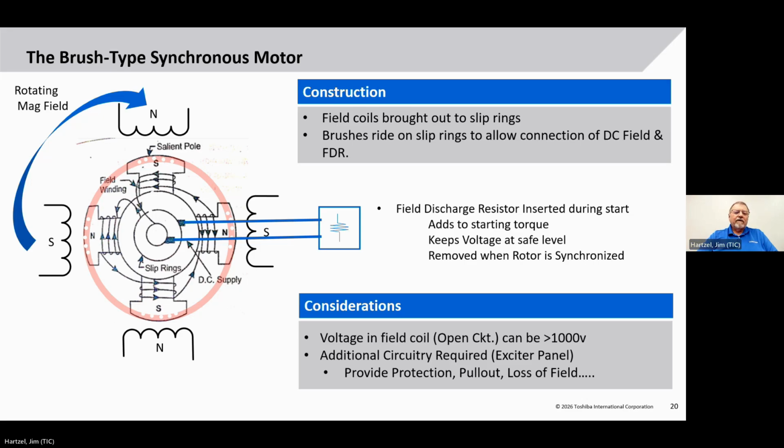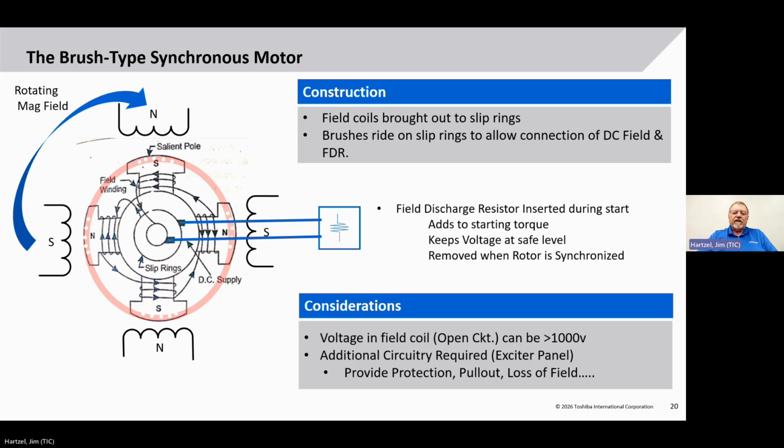Now, there's a rule that if you've got a wire, you have magnetic flux, and you have relative motion, you're going to get an induced voltage. So these coils here, which are not energized, are going to generate a voltage coming out through your brushes. That voltage can be very high and very dangerous. It can exceed 1,000 volts.